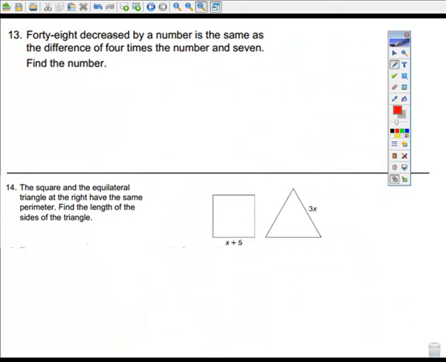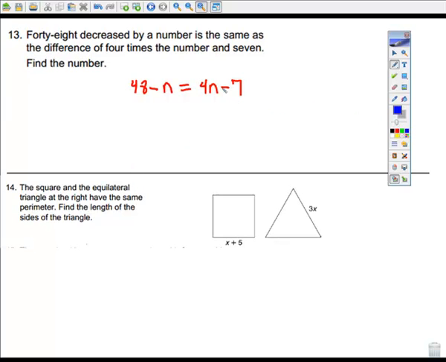Here we have 48 decreased by a number. Decreased by a number means we subtract it. So 48 decreased by a number, we're going to go ahead and call it n for number, is the same as, so equals, the difference, again subtraction, of 4 times a number, so the difference of 4 times a number and 7. So now we need to find the number.